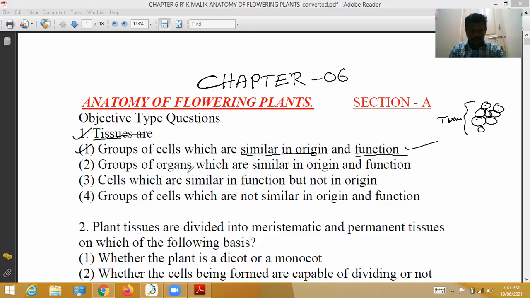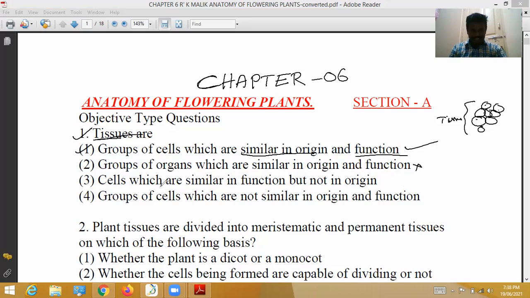Let us see the second option. Groups of organs which are similar in origin and function. Actually, a group of organs does not have similar origin. So option 2 is wrong.